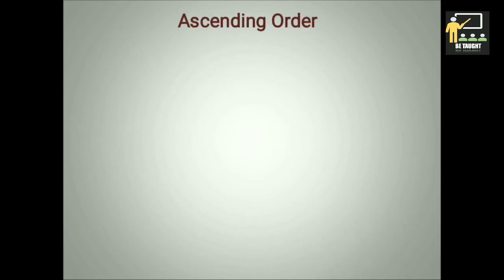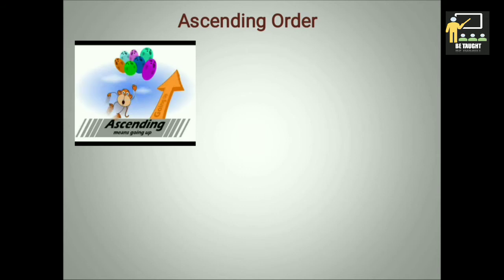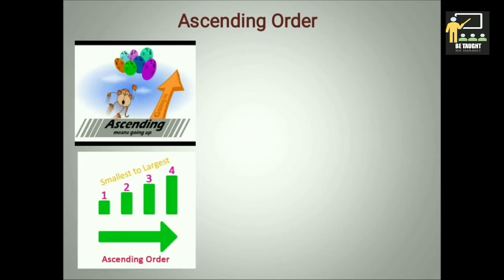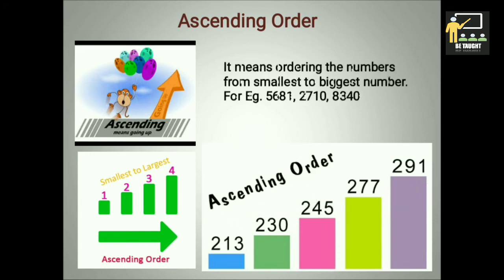Now what is ascending order? Ascending order means going up. That is, it means ordering the numbers from smallest to biggest. For example, 5,681, 2,710, 8,340. So the ascending order will be smallest to biggest. So the smallest is 2,710, then 5,681, and the biggest is 8,340.